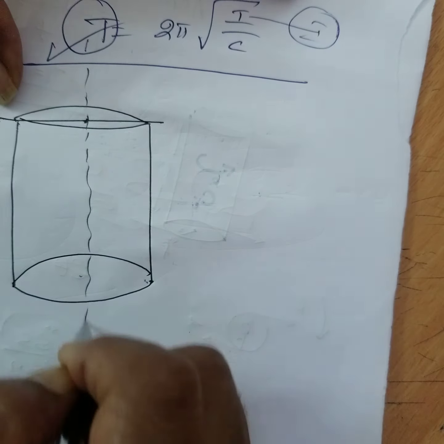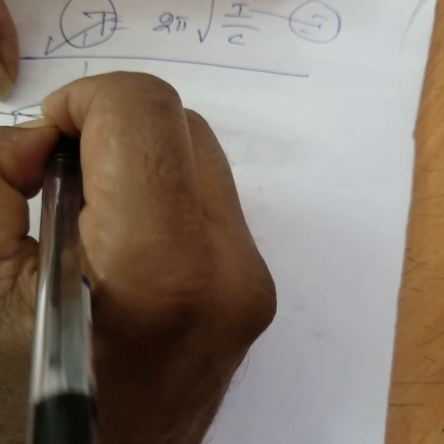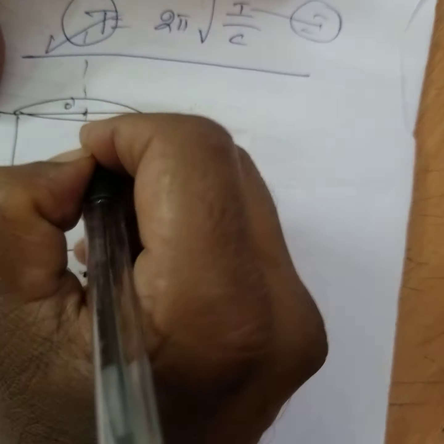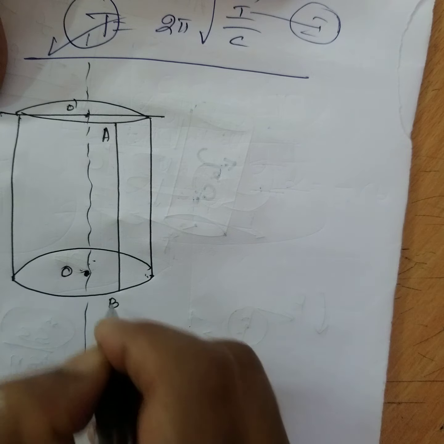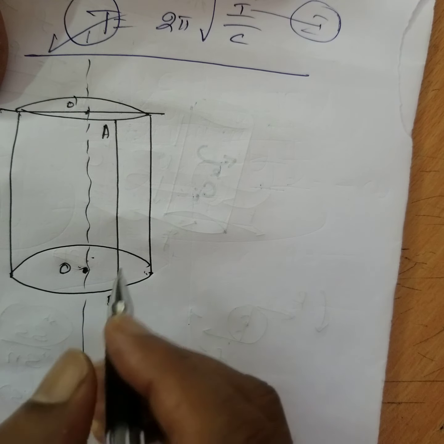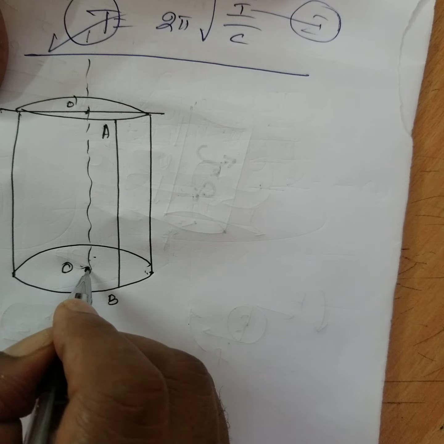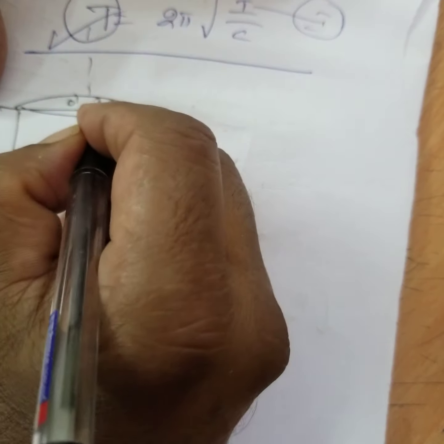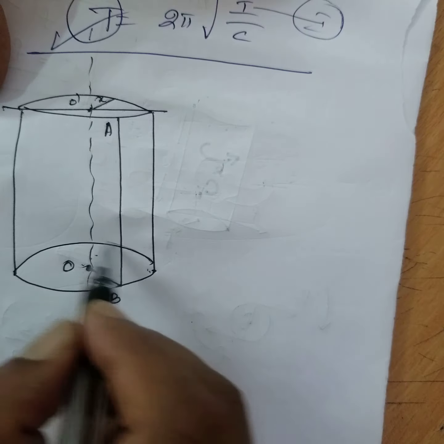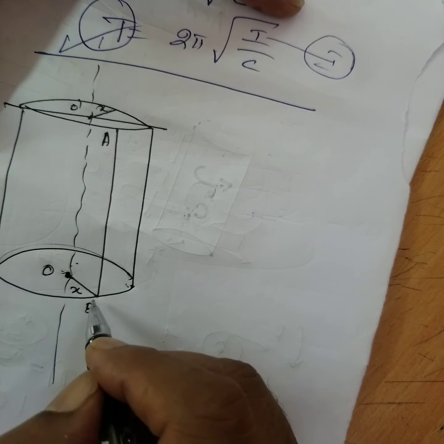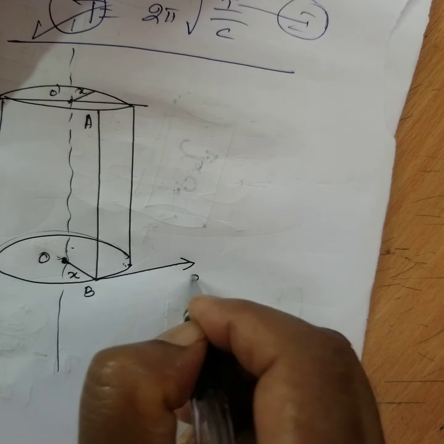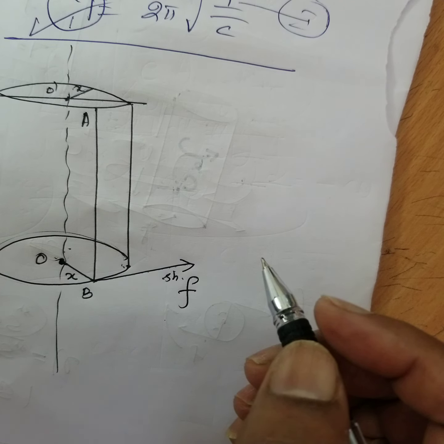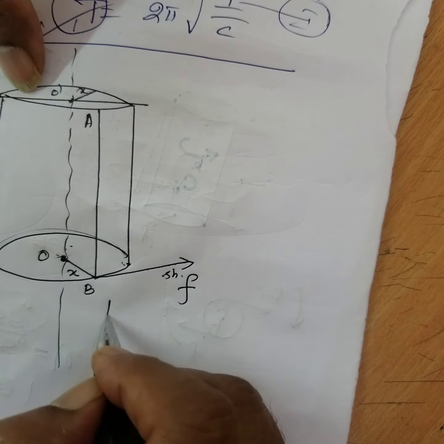This is the axis, O dash. Now I'll write one reference line, that is A, B. Let me call this distance X, where X is the radius of this circle. I am applying a force here. What force? This is called shearing force, or twisting force, because of the twist at the lower end.